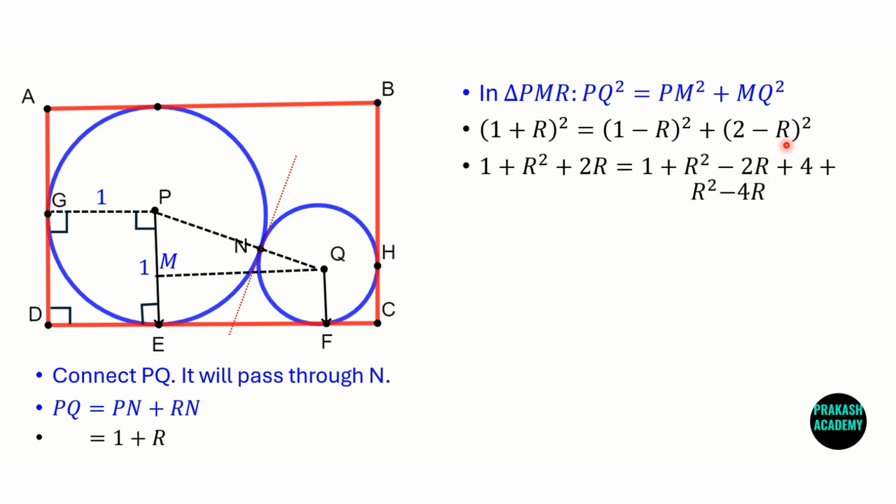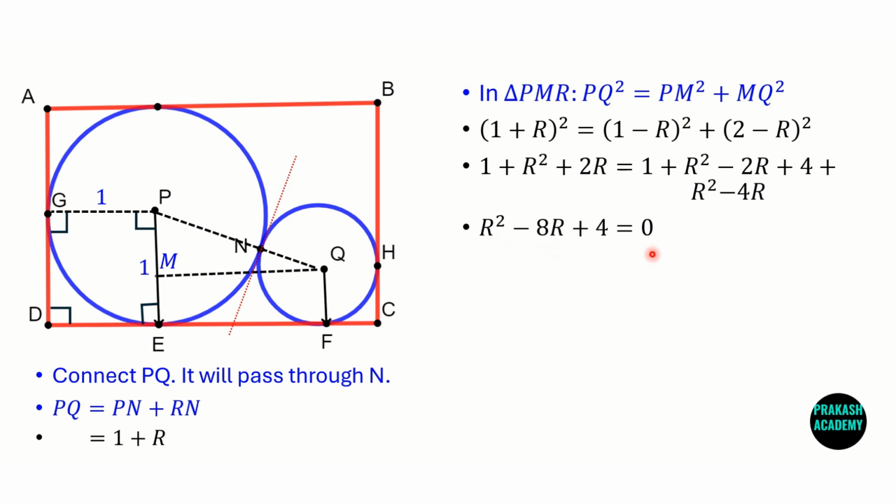Now I can expand this using A minus B whole square and A plus B whole square. So if you have A plus B whole square, this is A square, that is 1 square, plus B square, that is R square, plus 2AB. So 2 times 1 times R, that is 2R. Similarly, I can expand this. Only thing is I will have minus 2R here. I can also expand this. So you have 4 plus R square minus 2 times 2 times R, that is minus 4R. Now if you simplify, you will have R square minus 8R plus 4 equals 0.